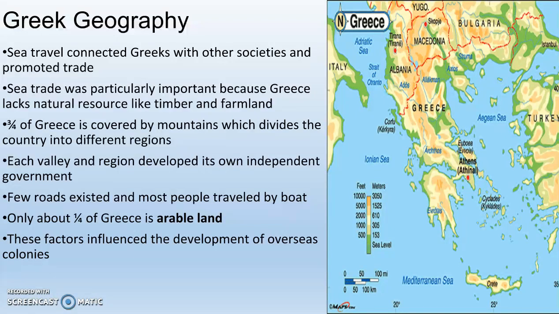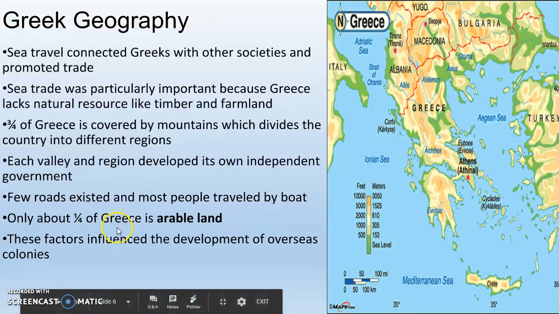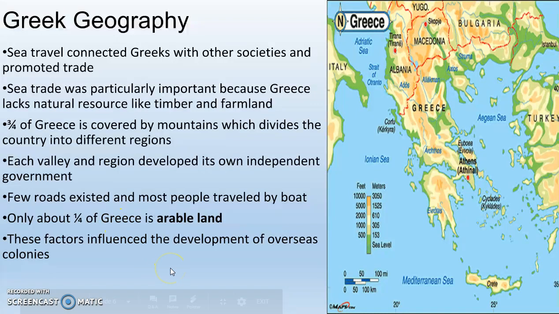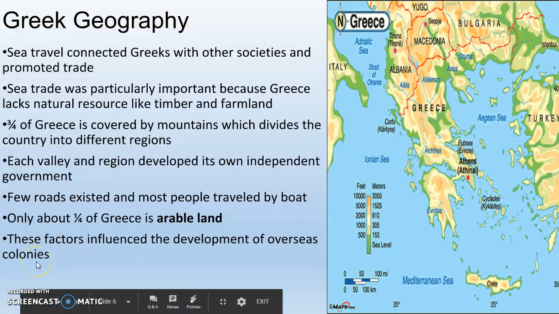There are a few roads, as I mentioned previously. Most people are going to travel by boat. That is kind of the highway of the ancient world. They're going to get on a boat and travel via the Mediterranean Sea. Only about 25% of Greece is arable land. Remember, that's a place where people can farm, which means they're going to depend a lot on fishing and especially on trade. And ultimately, this is going to lead to the creation of colonies. And we're going to talk about colonies a little bit later.